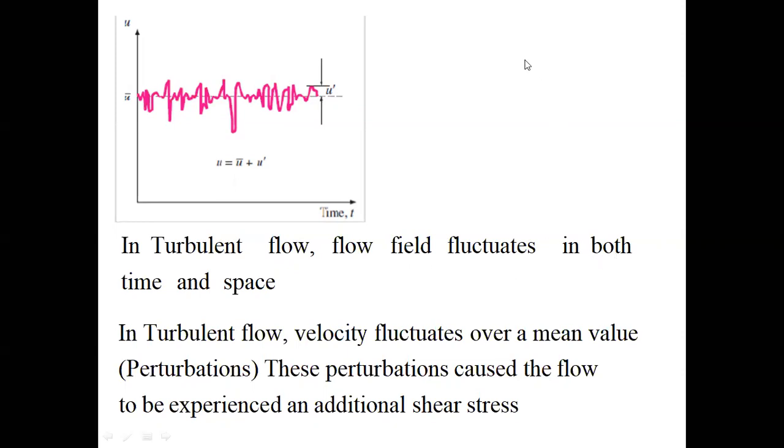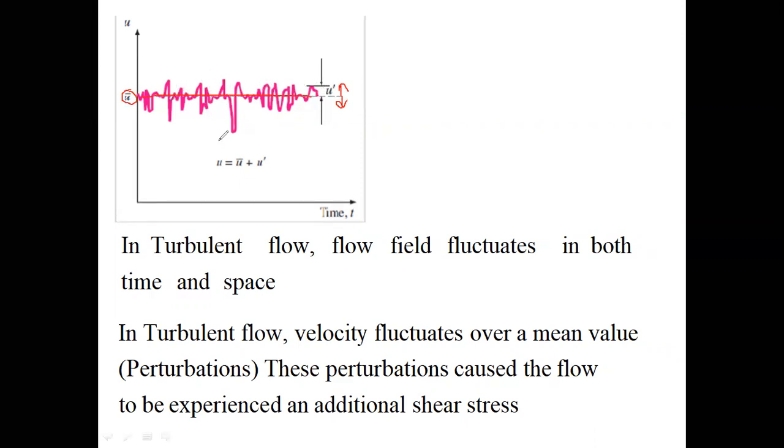That means if our average velocity is u bar, sometimes there is a fluctuation of velocity. We call that u dash. You can see we maintain the average velocity at u bar, and in this figure we have some fluctuations.